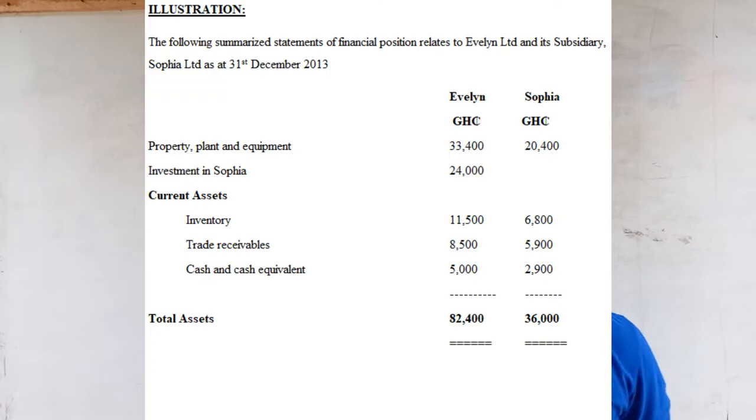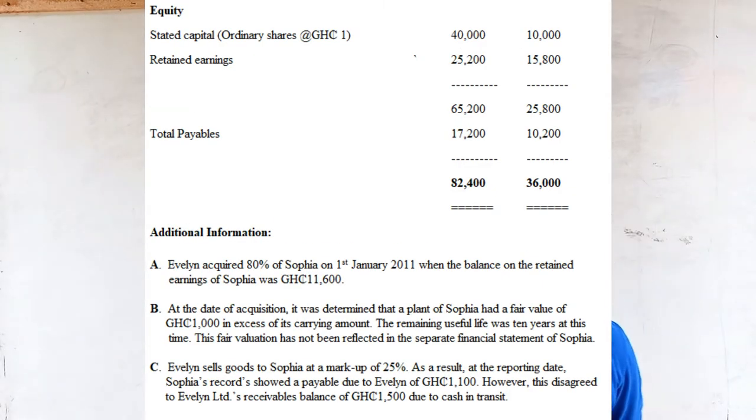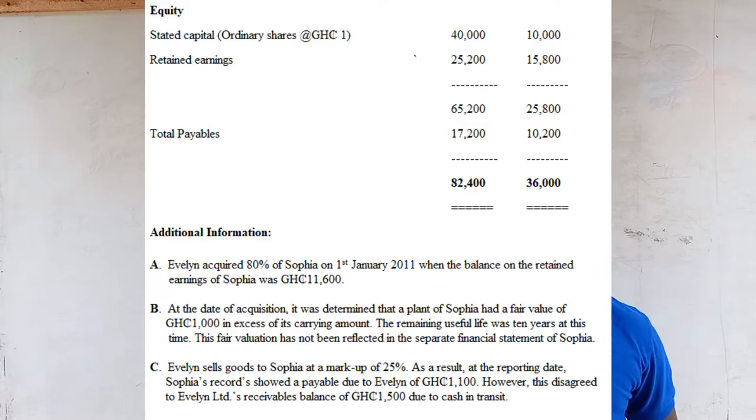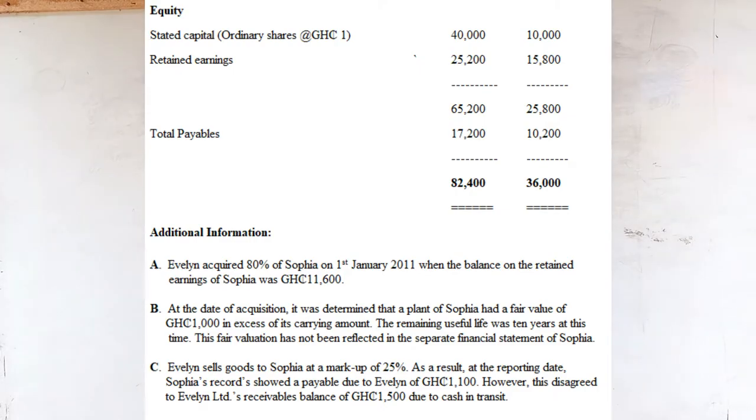We have cash and cash equivalent, 5,000 Ghana cedis for Evelyn, 2,900 for Sophia, giving us a total asset of 82,400 and 36,000 respectively. And then under equity, we have stated capital, ordinary shares at 1 Ghana cedis each, 40,000 and 10,000 respectively. Retained earnings, 25,200, 15,800 respectively. And then we have trade payables, which is 17,200 for Evelyn and 10,200 for Sophia, giving us total equity and liabilities of 82,400 and 36,000 respectively. So we look at the additional information.